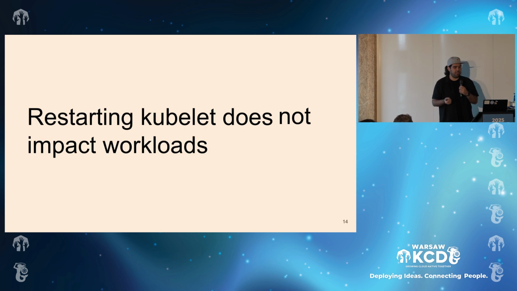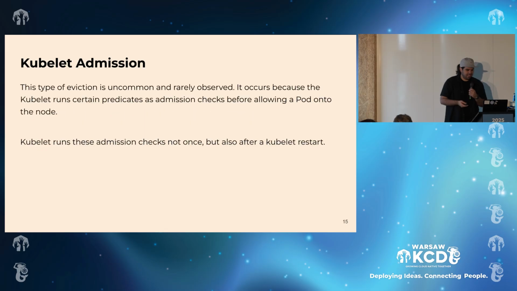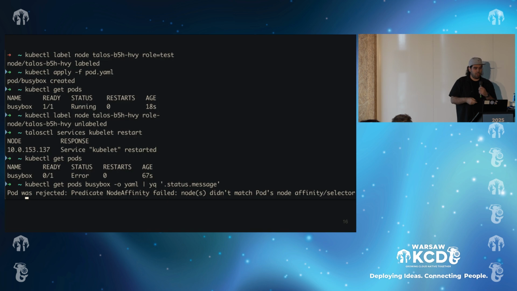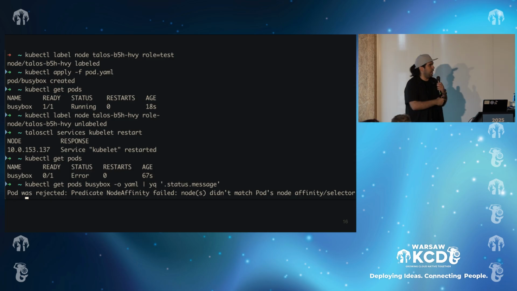So you might think this sentence is correct: restarting the kubelet does not impact the workloads. Well, it does in certain cases. The kubelet runs certain predicates before admitting a pod to the node. And it's quite a reasonable thing, because you don't always use the kube scheduler to schedule the pods. You could either define spec.nodeName in your pod configuration, or you could have a nodeSelector to assign pods to nodes. In this case, you will see something like this show up.